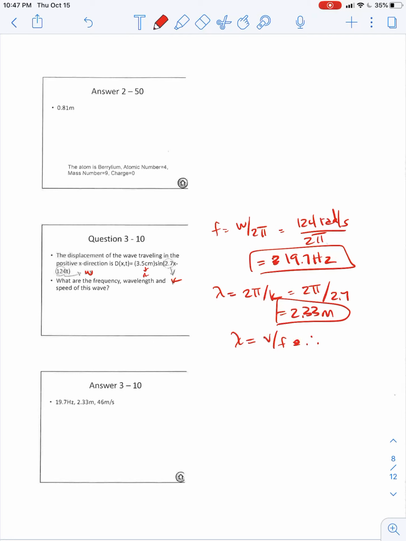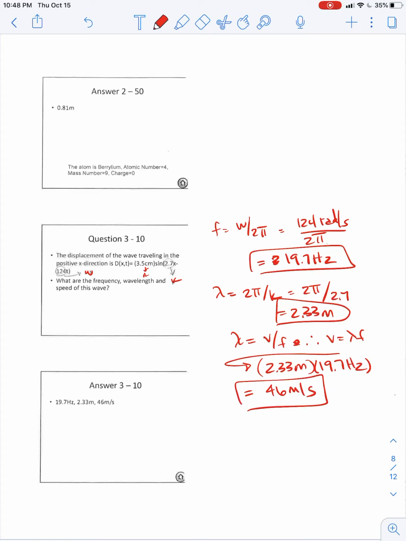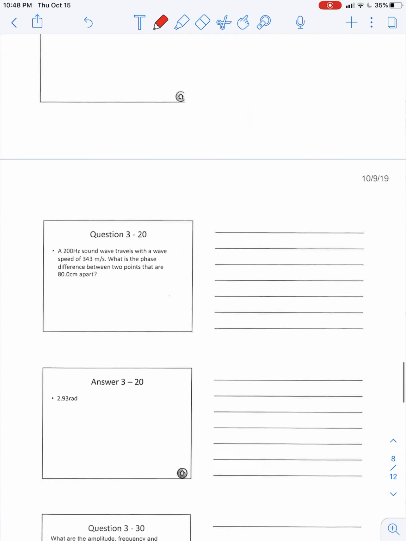And then the wavelength is equal to velocity over frequency, which if you rearrange to solve for the velocity here, then you end up with, the frequency was 19.7, wasn't it? So you end up with 46 meters per second. Okay.